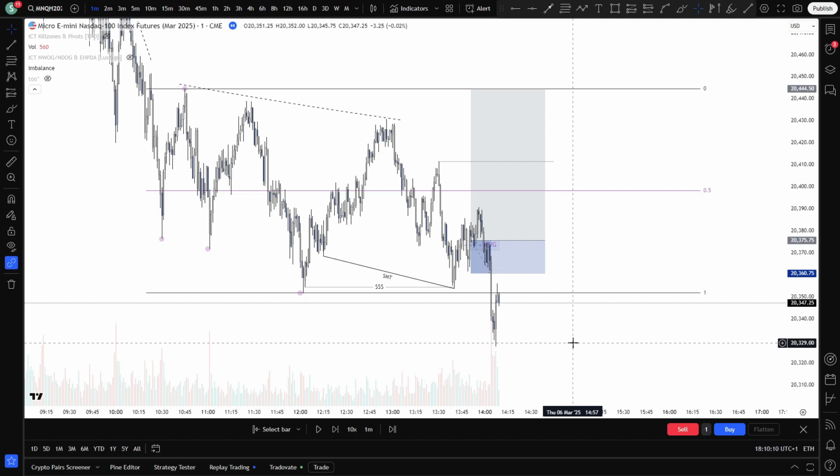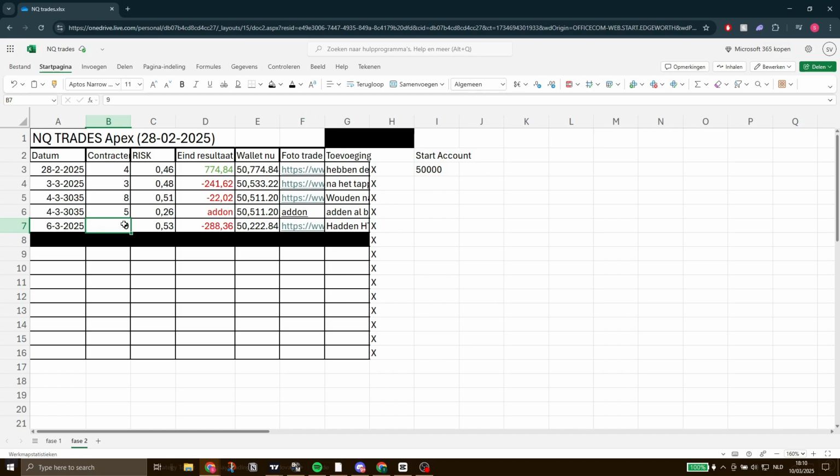Before I end this video, I want to take you over my Excel sheet. As you can see, we entered the trade with 9 contracts, making it a total risk of 0.53% and totaling the loss on $288.36. Our account is still almost 1 risk to reward in profit, so it's still fine.